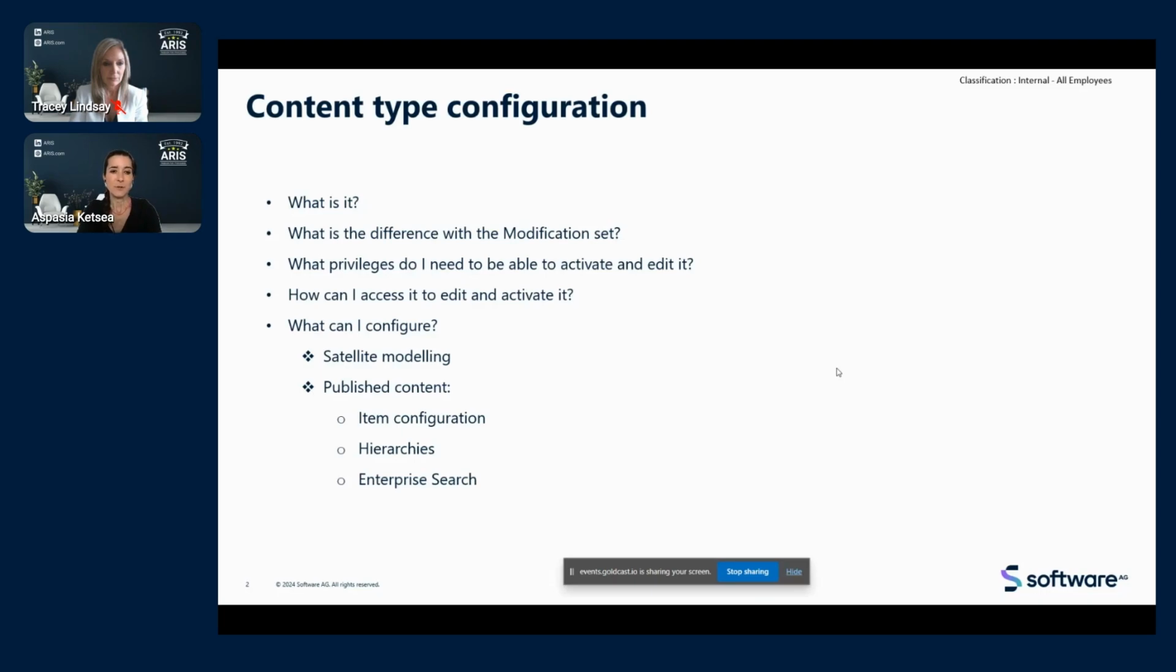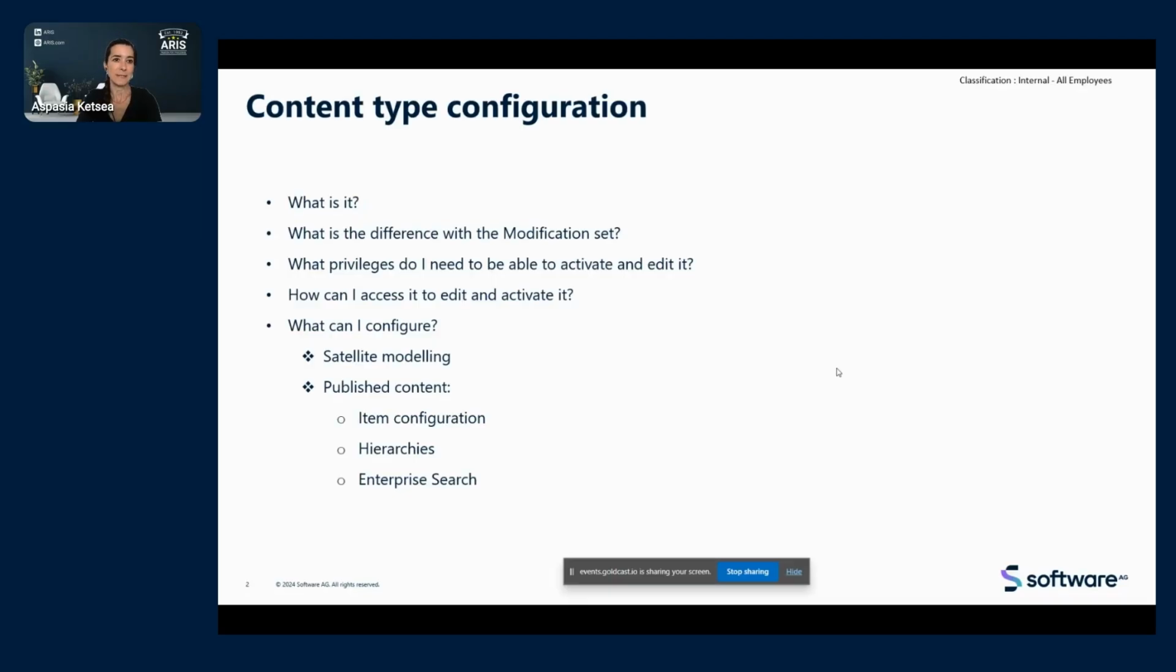Sometimes we get this question: what is the difference between the modification sets and the configuration we do there? Again, as well, what kind of privileges would I need in order to be able to do content type configuration, how can I access it in the Connect portal, and what exactly can I configure?